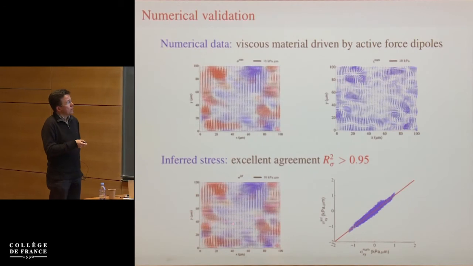What you see here in the bottom is the inferred stress by Bayesian inversion, which is, well, qualitatively very similar to the exact numerical values. And indeed, the determination coefficient is typically larger than 0.9 or 0.95, as evidenced by this graph where we plot inferred stress versus numerical values of the stress.